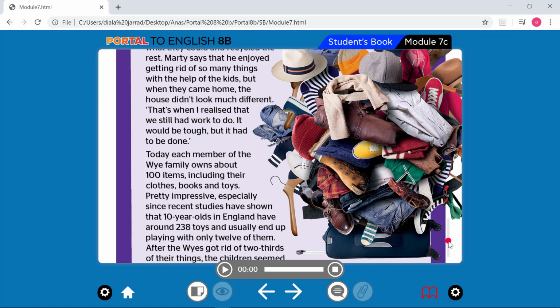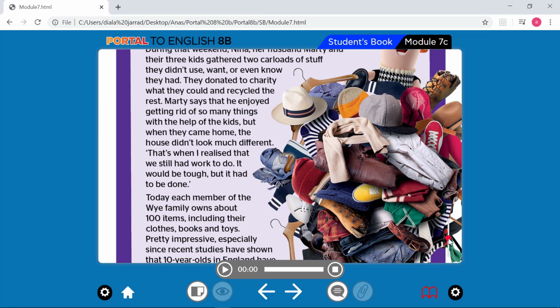Let's start with the word carloads. The word carloads, 2 carloads of stuff. Carloads معناها حمولة سيارة أو حمول سيارتين. كارلود حمولة سيارة. عبارة ثانية اللي هي عبارة getting rid التخلص من، بالإضافة لعبارة pretty impressive يعني كان مثير للاهتمام جدا.